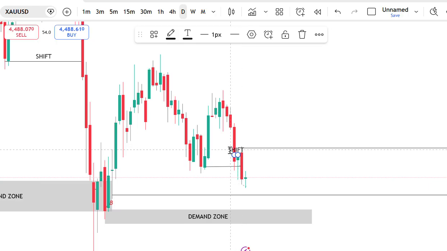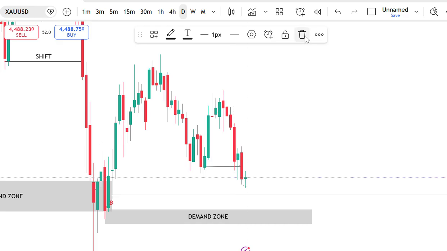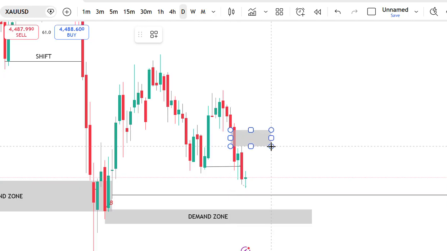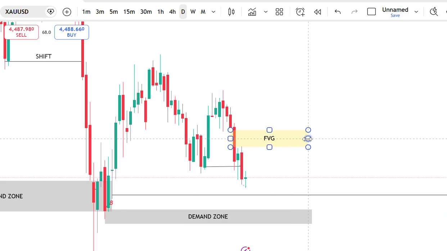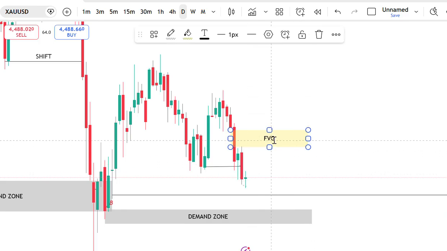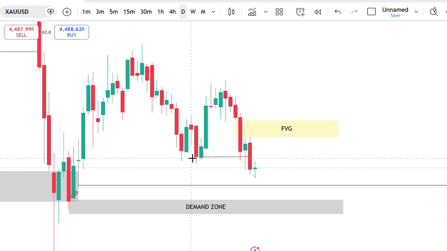Okay, let me remove this. But the market left us with this FVG here. If you can see, I have FVG here. This is FVG, so probably the market can just come back, bounce from the FVG, then continue with the downward trend. That is my expectation, because the market has broken this level, so it confirmed that we are still bearish.